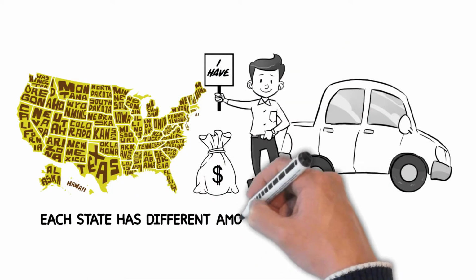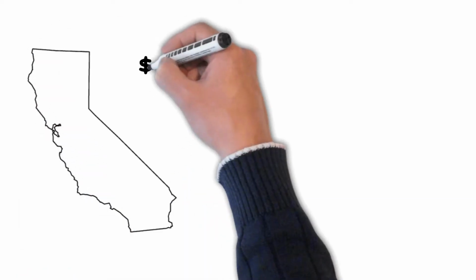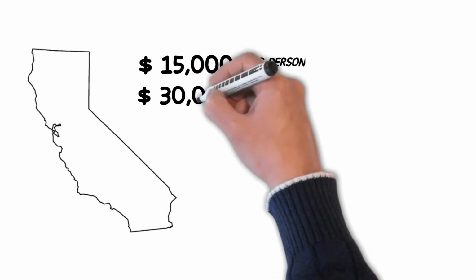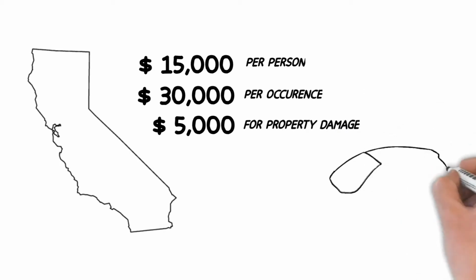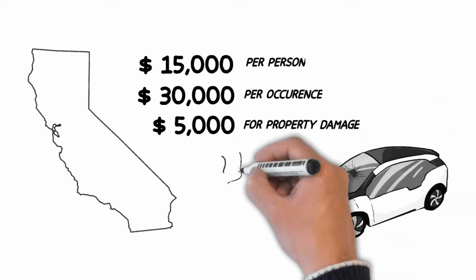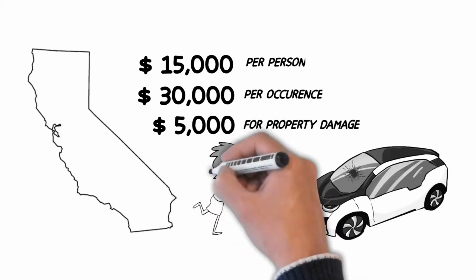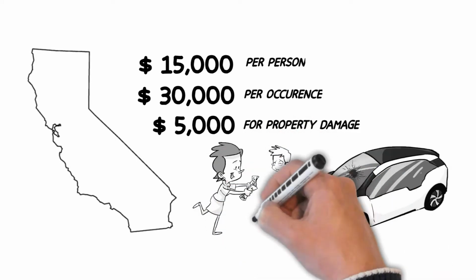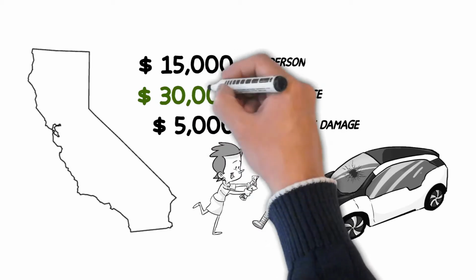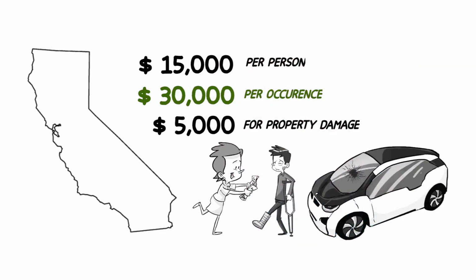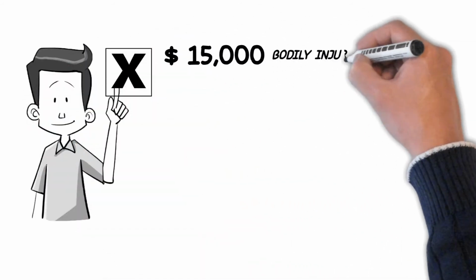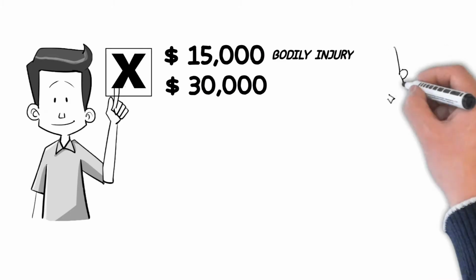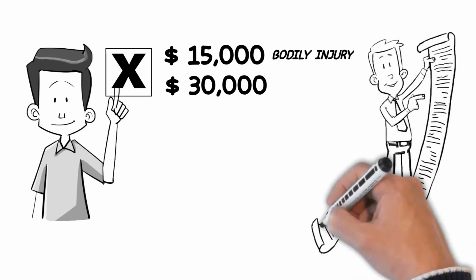Each state also has different amounts of liability minimums. Like in California, their minimums are $15,000 per person, $30,000 per occurrence, and $5,000 for property damage. So that means if you are at fault for having accidentally injured someone, your insurance may pay up to $15,000 for any one person's injuries in the accident. The maximum is $30,000, and it is also known as per occurrence. To make it clear, no one person will receive more than $15,000 for bodily injury, and the maximum is $30,000 no matter how many people are involved in the accident.